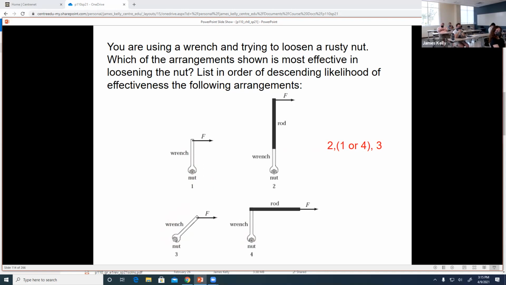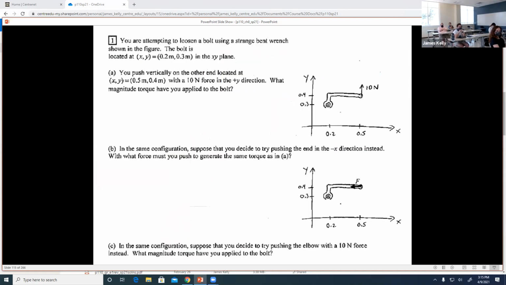Okay, any questions on those? Crucial idea, be able to visualize the moment arm. Or sometimes you can just visualize the perpendicular component of F. It just depends on whatever you see first.